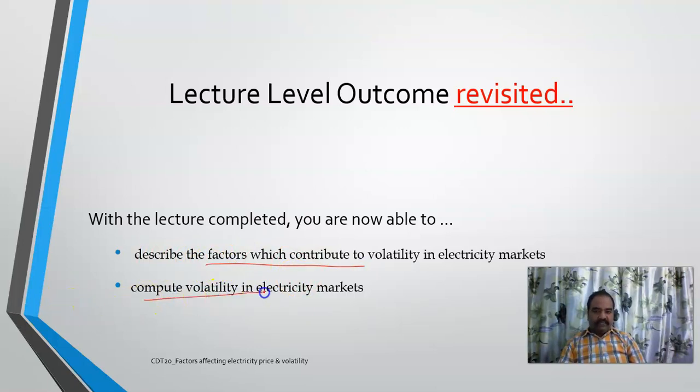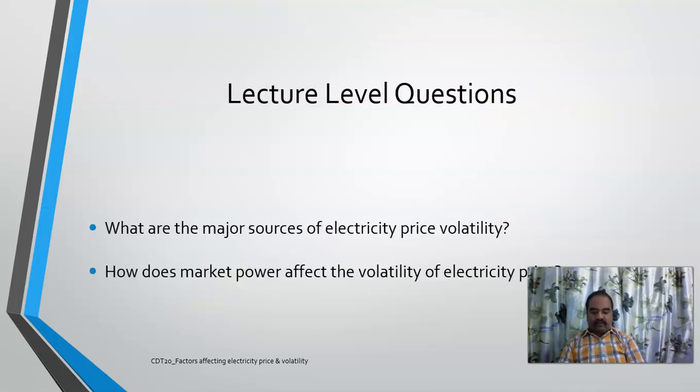And now, lastly, you have seen different terms which are used to analyze the volatility in the electricity markets. So I hope now you can explain what the major sources of electricity price volatility are, and explain them in detail, and in particular how market power affects the volatility of electricity prices.